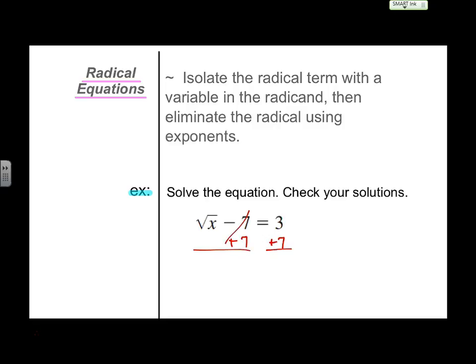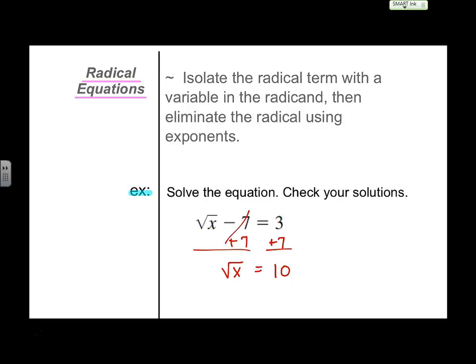what's left on the left-hand side? Tyler, Rob, Jordan? Square root of x. What's left on the right-hand side? 3 plus 7. I have to add 7 to both sides. Now wait, I still need to get to x.